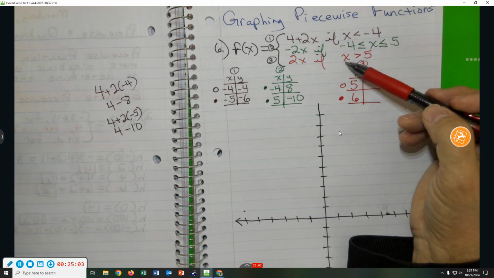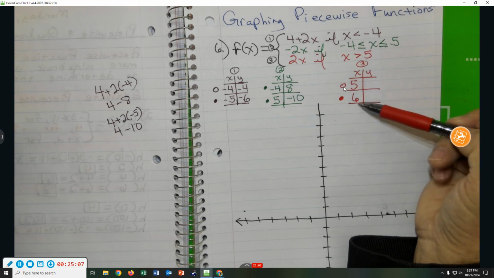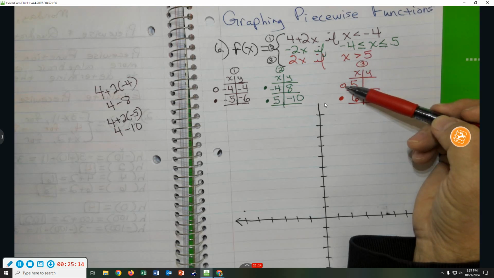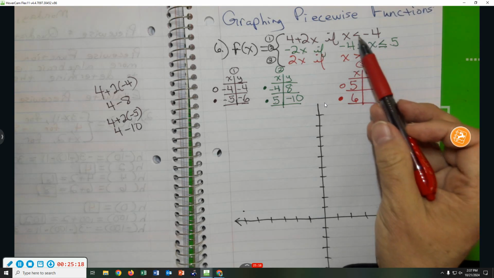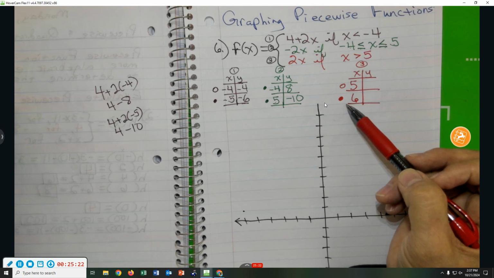Notice when we plug in 5 here, 5 is not greater than 5. So that's why it's open. But the number you choose, 6, does satisfy the inequality. An open circle means you're plugging in a number that doesn't satisfy the inequality. Any other number you plug in has to satisfy it, so it's a regular closed dot.